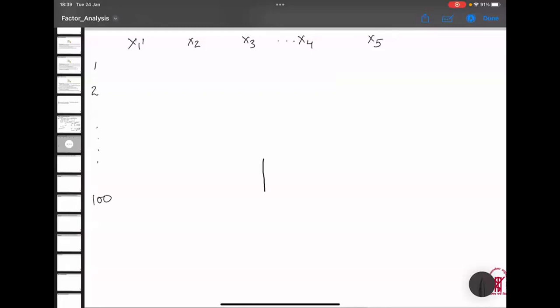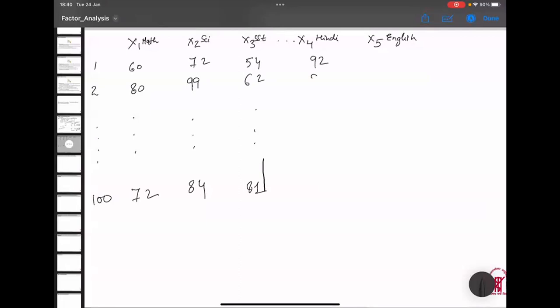And this X1 is marks of math, science, social studies, Hindi, and English. Let these be the marks of these 100 students. So for X1, the first student's mathematics marks are 60, 80, like this. Science marks 72, 99, 84. Similarly, the marks in social studies 54, 62, 81, 92, 91, 89, and so on, 82, 63, 91. So you can see that this is a data set.